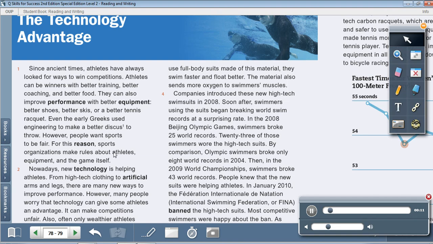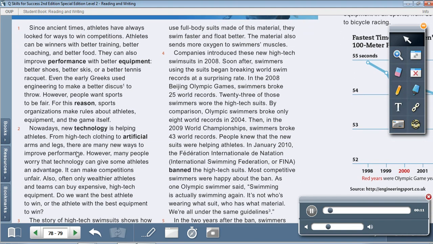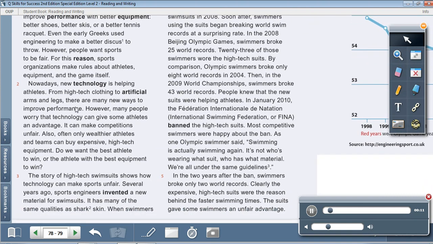However, people want sports to be fair. For this reason, sports organizations make rules about athletes, equipment, and the game itself. Nowadays, new technology is helping athletes. From high-tech clothing to artificial arms and legs, there are many new ways to improve performance. However, many people worry that technology can give some athletes an advantage. It can make competitions unfair.